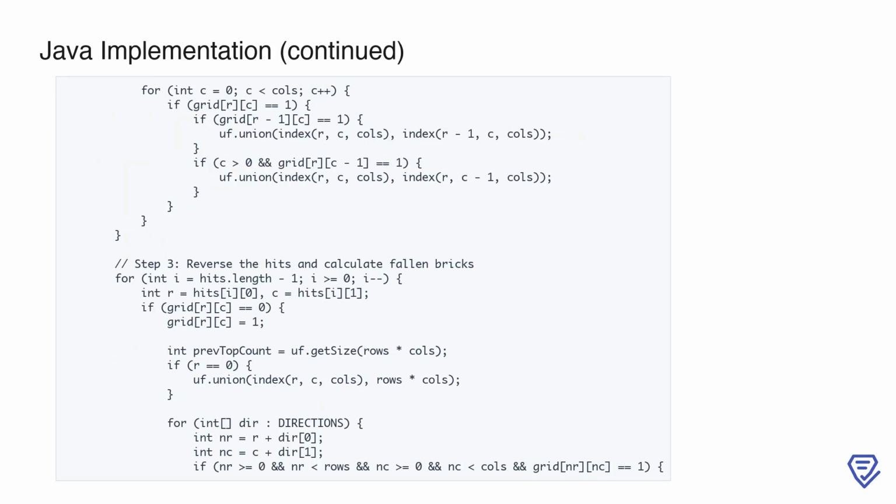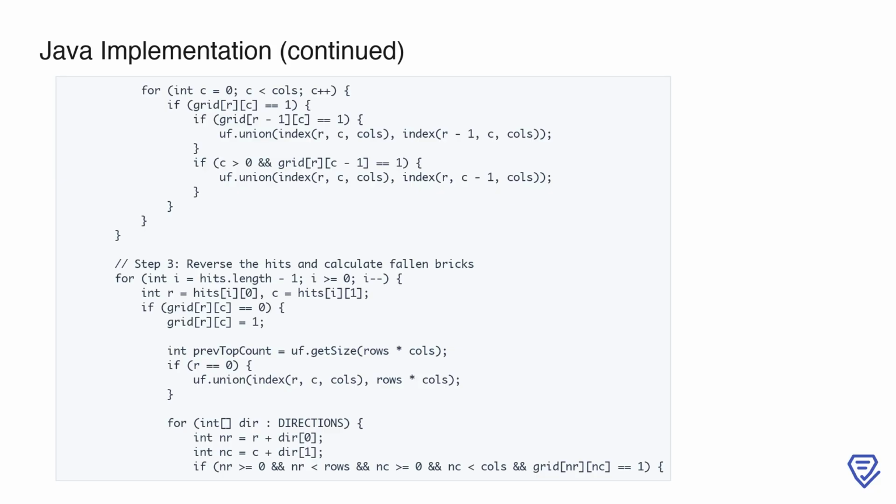Now, we proceed to connect stable bricks for the rest of the grid. For each brick in the grid that remains intact, we check its neighbors to see if they are also stable. If the brick above or the brick to the left is stable, we use the union operation to connect them. This helps us build clusters of stable bricks, where each cluster can be thought of as a connected component. With this setup, we can later determine which bricks are stable and which are not.